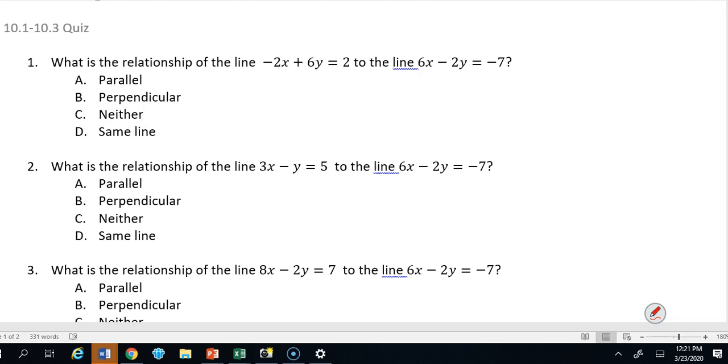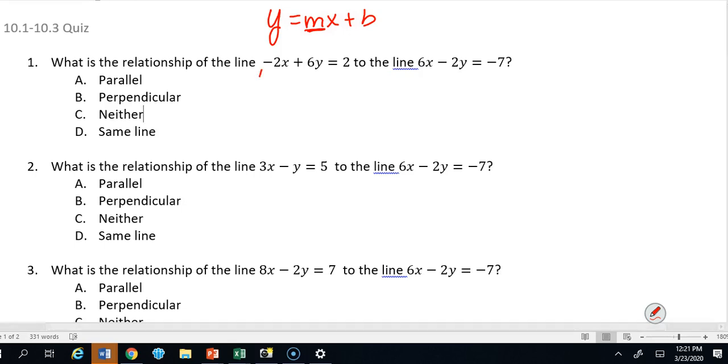So it says for number 1, what is the relationship of the line negative 2x plus 6y equals 12 to the line 6x minus 2y equals negative 7. So what we're going to do with these first is put them in slope-intercept form, which if you remember is y equals mx plus b, and then we're going to compare our m's, which are our slopes.